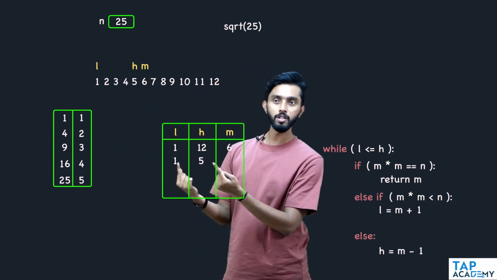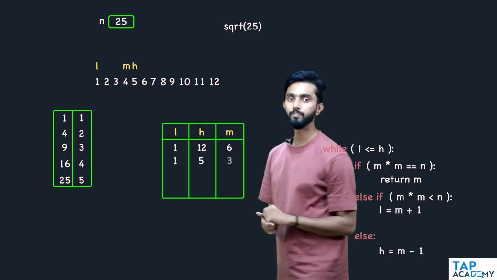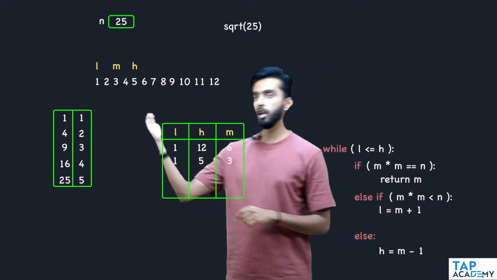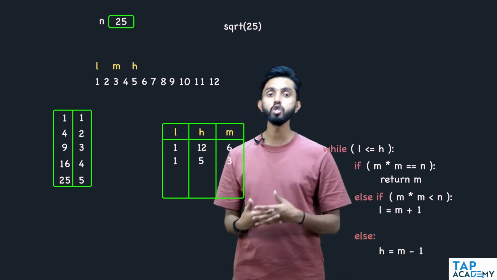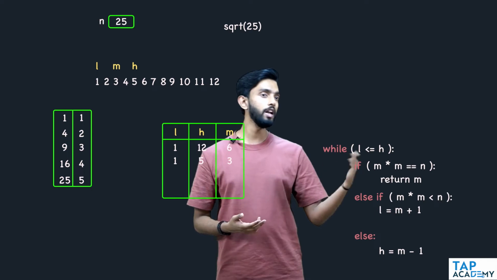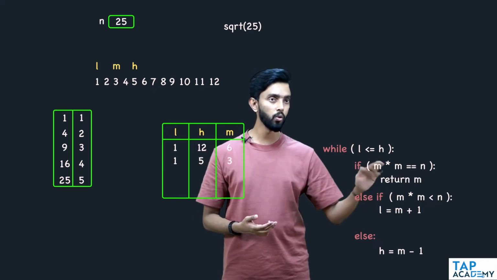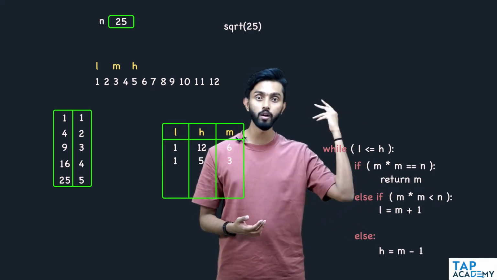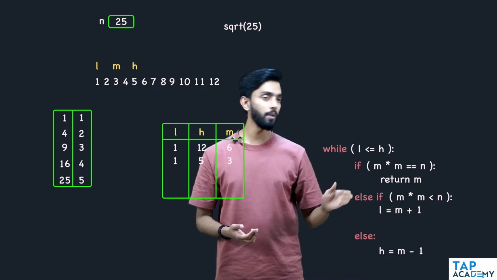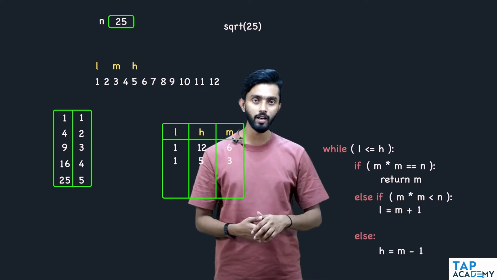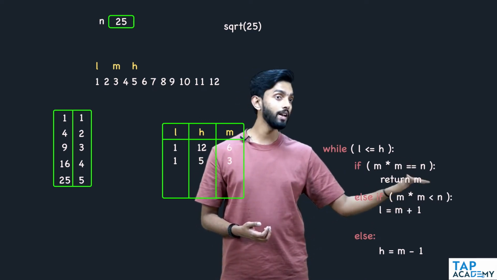So 1 and 5 means mid is going to become 3. Any confusion? Mid is going to become 3. Now I will check if 3 is the square root. Simple. Again do. 3 into 3 is 9. Is 9 equal to 25? No. If it was, I would have returned 3, but it's not. Next I will check if 3 into 3 is lesser than n. Yes, 3 into 3 is 9. 9 is lesser than 25.